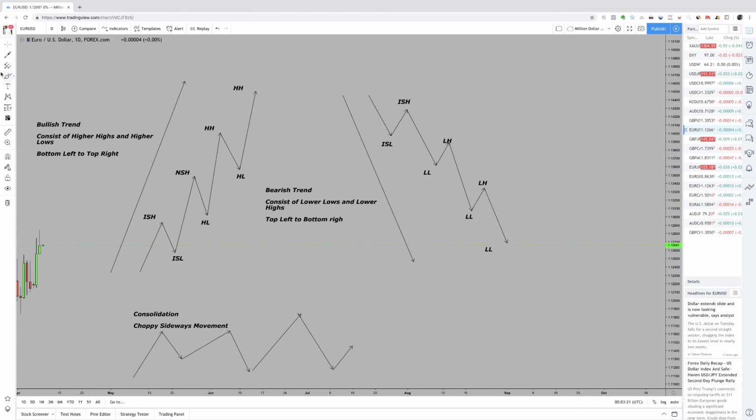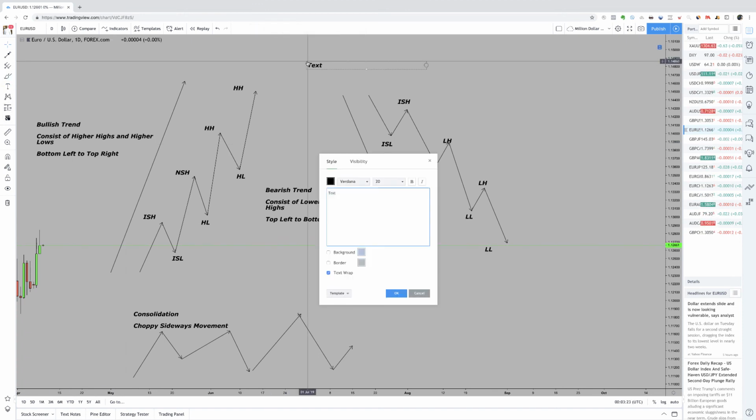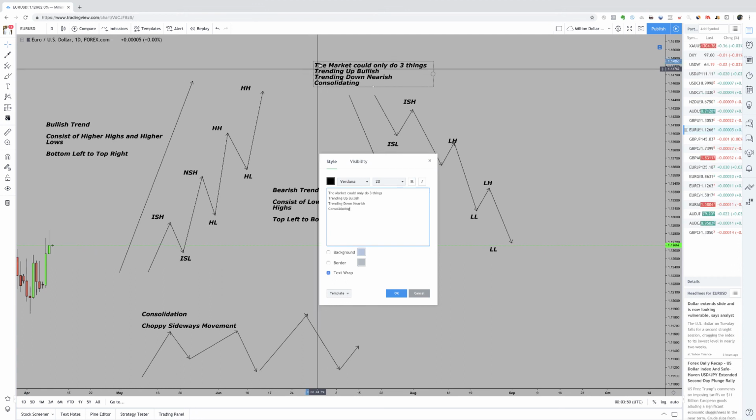So remember, the market can only do three things. Trending up, which is bullish. Trending down, which is bearish. Or it could be consolidating. Jot that down, you all.